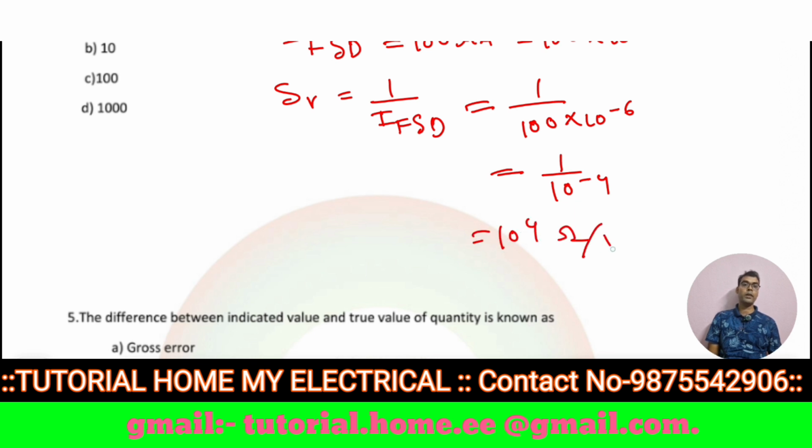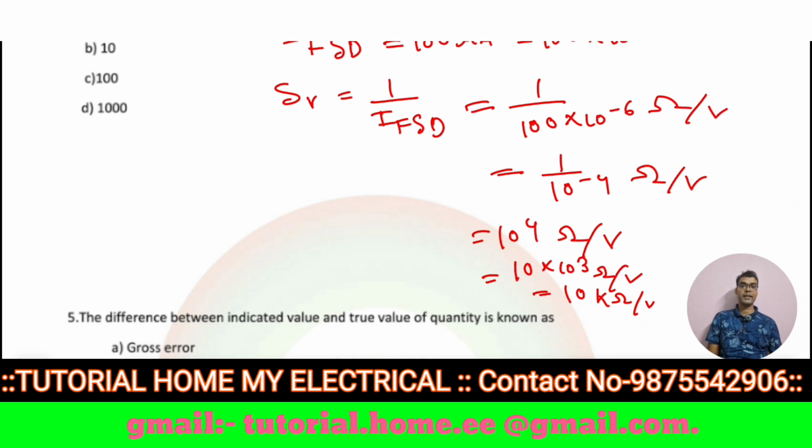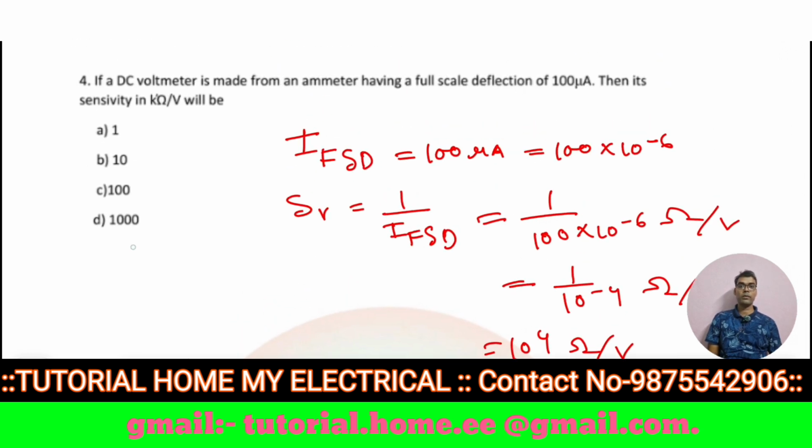This unit is ohm per volt, but they asked in kilo ohm per volt. So 10 into 10 to the power 3 ohm per volt, if I rewrite this, is 10 kilo ohm per volt. So the answer is 10 kilo ohm per volt.